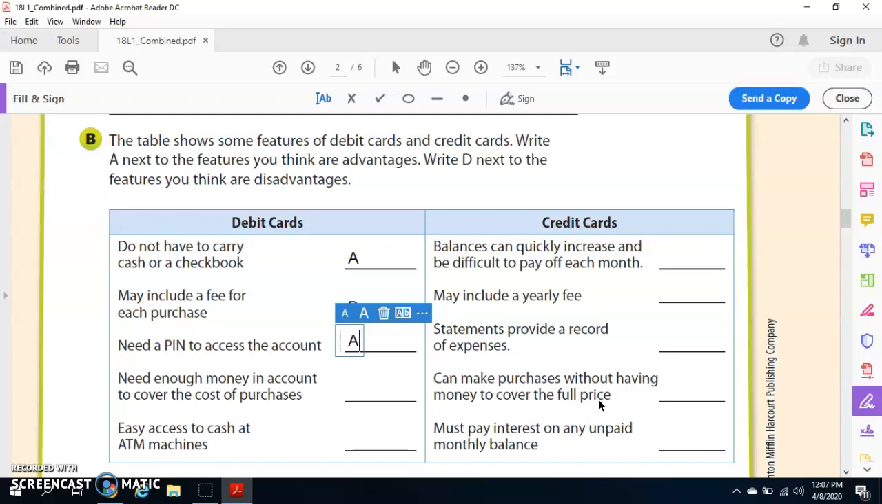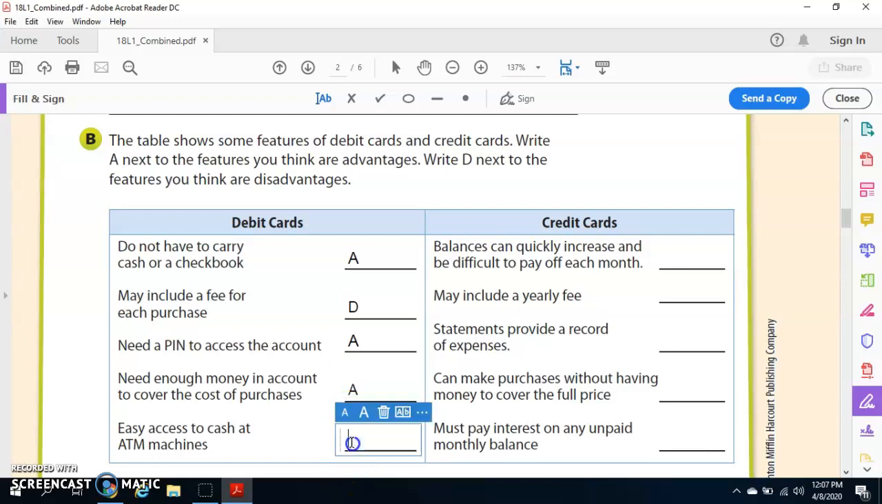Okay? Because then if they know it and they get a hold of your card, they can spend money on it. Enough money in account covers the cost of the purchase. That can be a good thing too, because that would actually depend on somebody. If it's something like a doctor's appointment or medicine you just have to have, but you don't have enough money, that's where the credit card would be good. But on this one, it's an advantage because then you won't spend more than you need to spend, okay? It kind of helps you out.